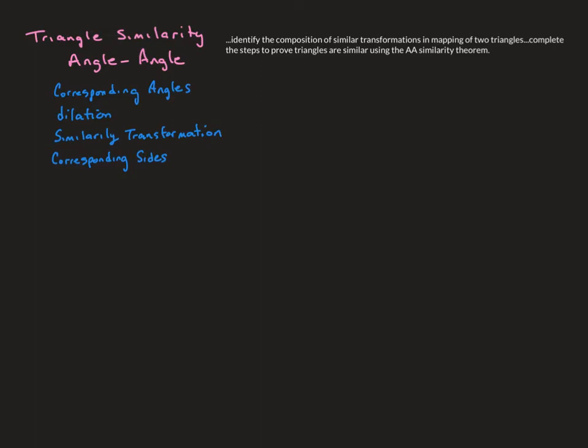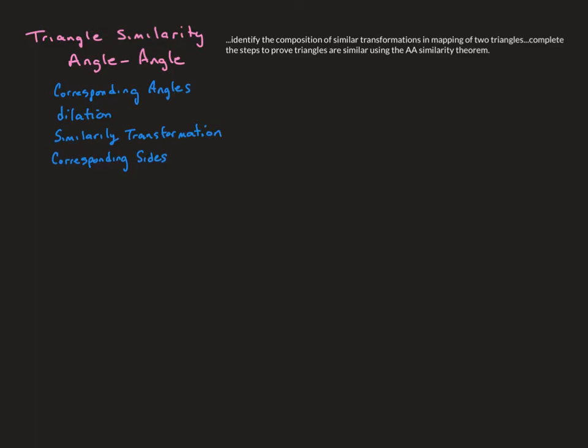So when we're talking about similarity, we are going to need to remember some of those words. We have corresponding angles, and that's a pair of angles that have the same relative position in two congruent or similar figures. Corresponding sides, well, a pair of sides that have the same relative position in two congruent or similar figures. And let's see what else.